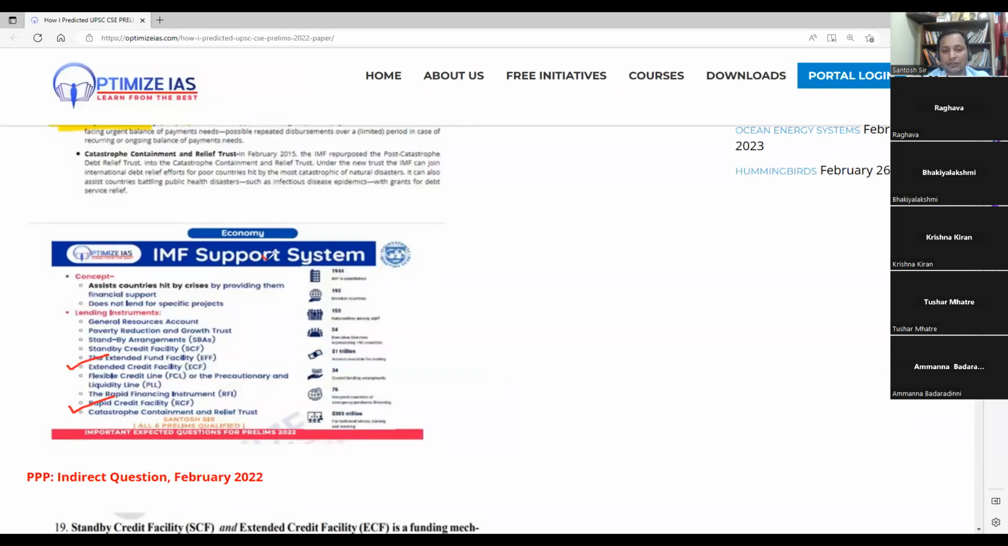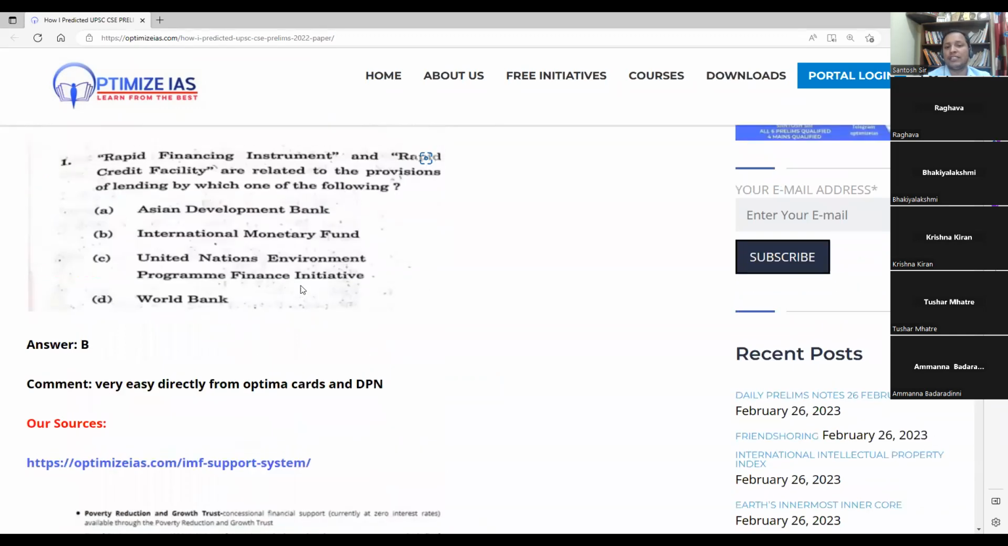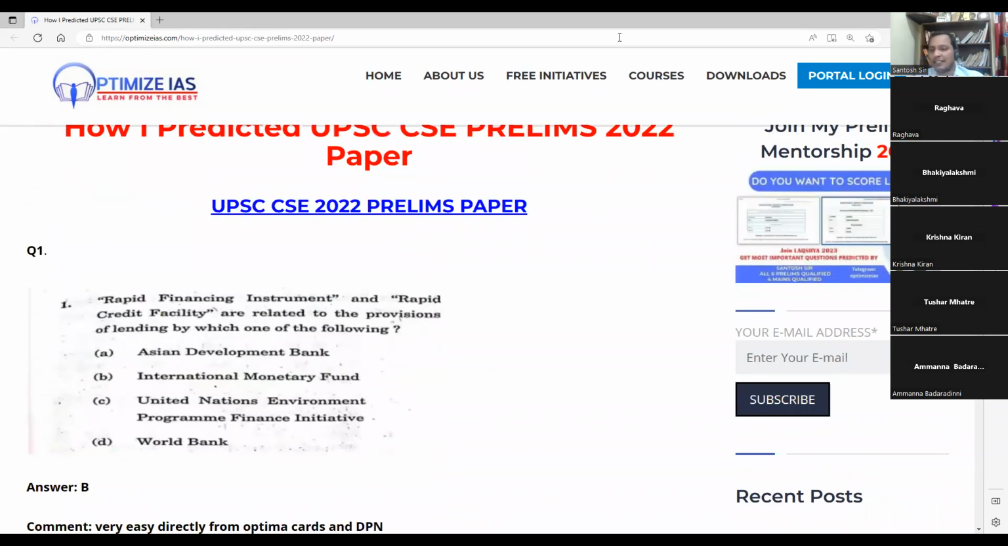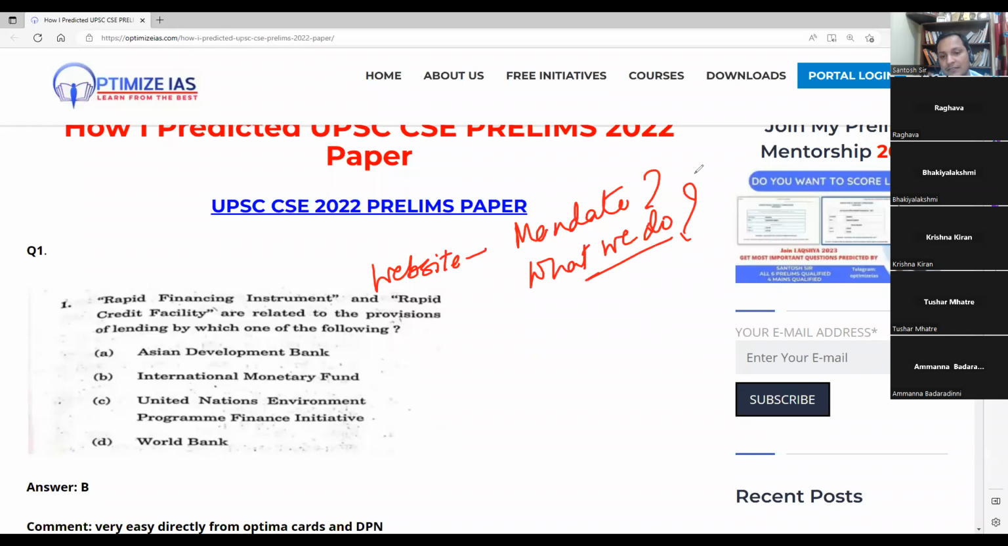Guys, do you see this? Whichever organization is in the news, you need to do what? Can anyone tell me? Just don't read the newspaper. Many people just read the newspaper. What you need to do is go to the website. Go to the mandate page.